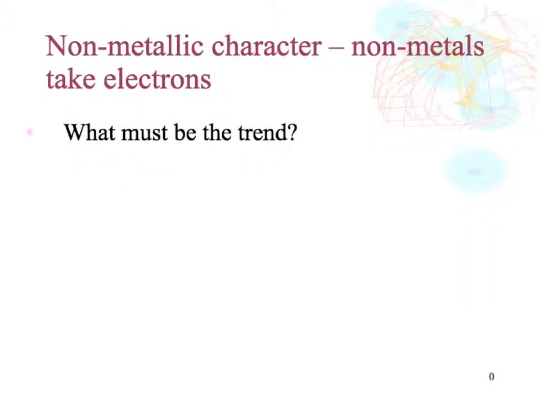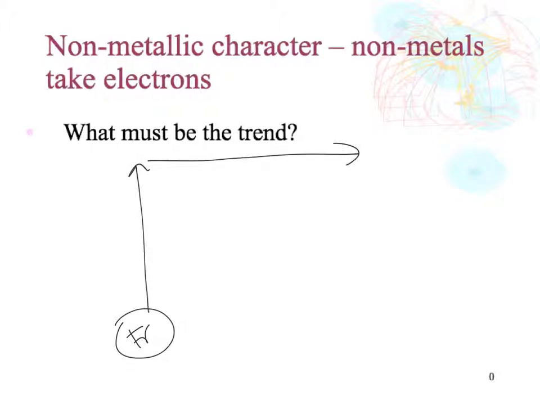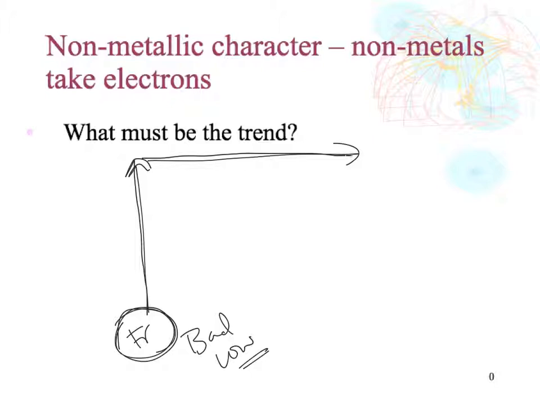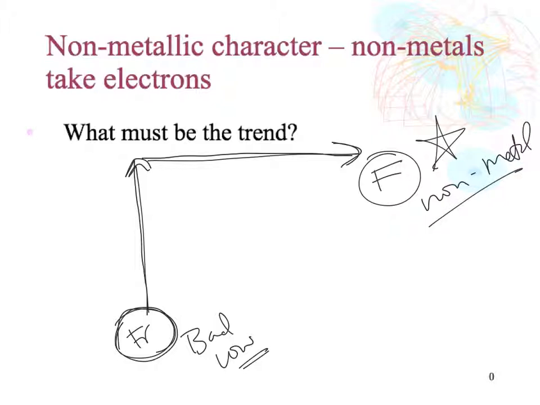And of course, nonmetallic character, the trend, of course, is just really bad, low. Okay, this is not a nonmetal. This can't hold on to its own electrons, let alone take somebody else's electrons. But as you go up and as you go over and you get to fluorine, this is the star nonmetal. Okay, it takes electrons, never gives them up, it takes them. And then there's this scale, the spectrum from here on up. And you can do this anywhere in the table.